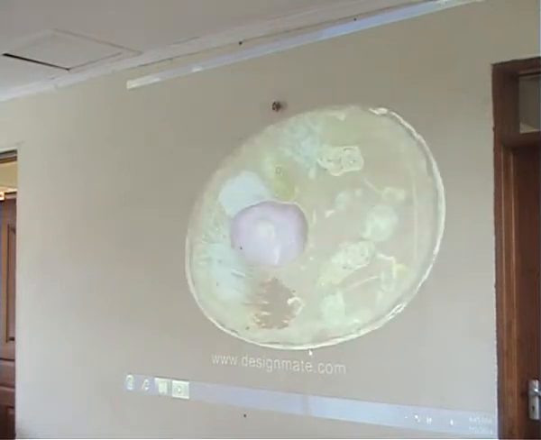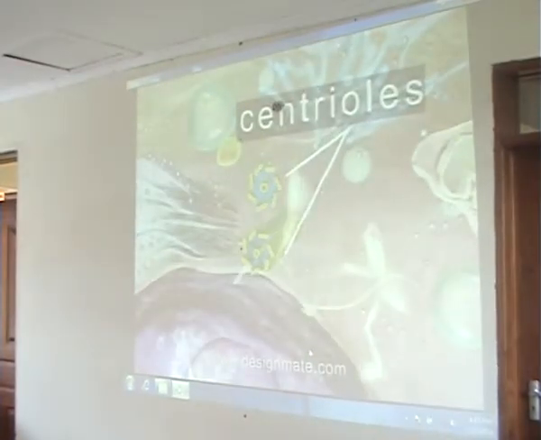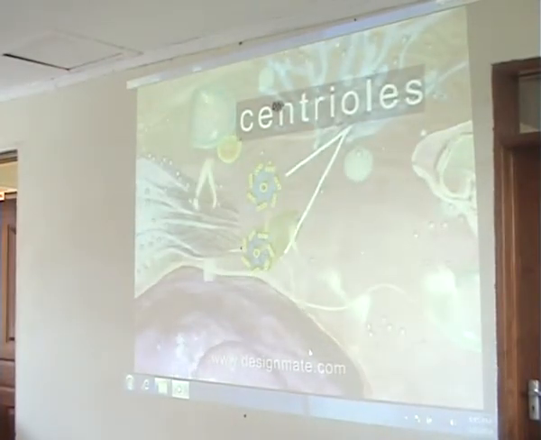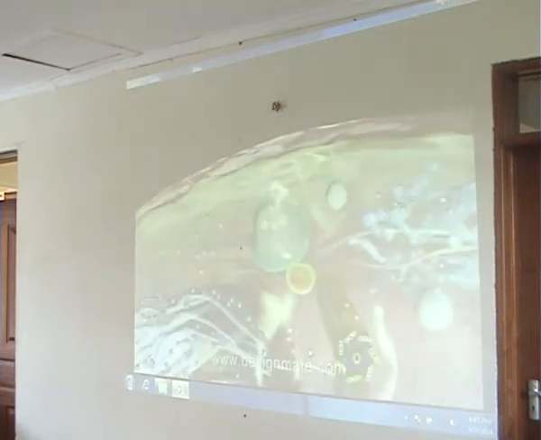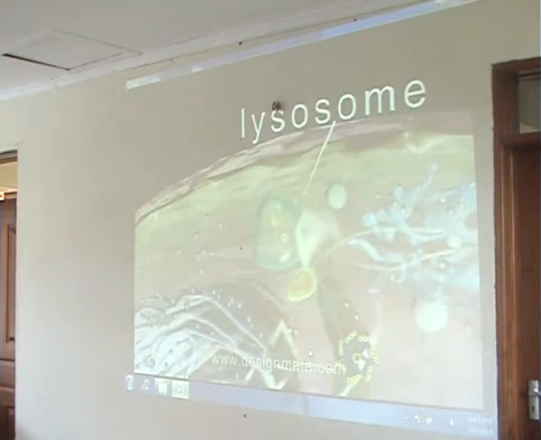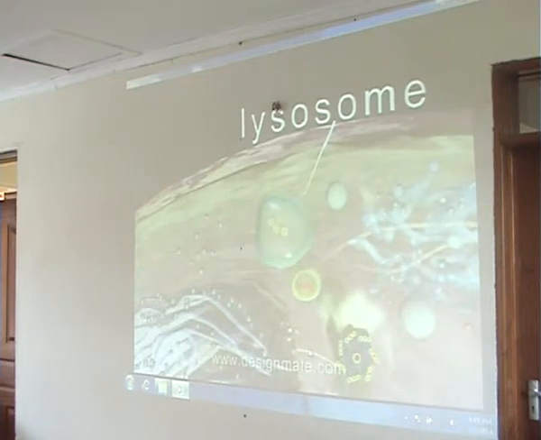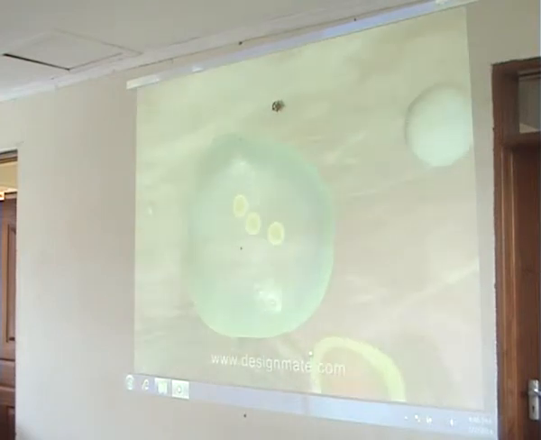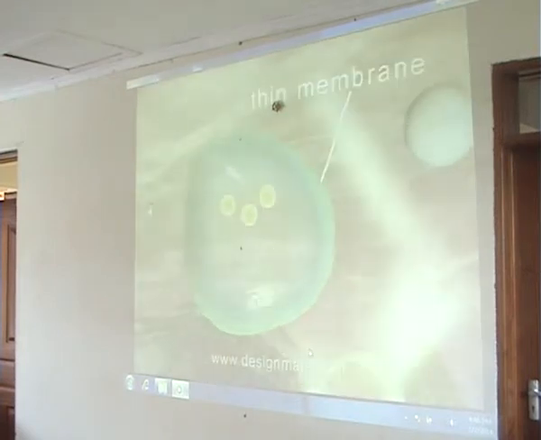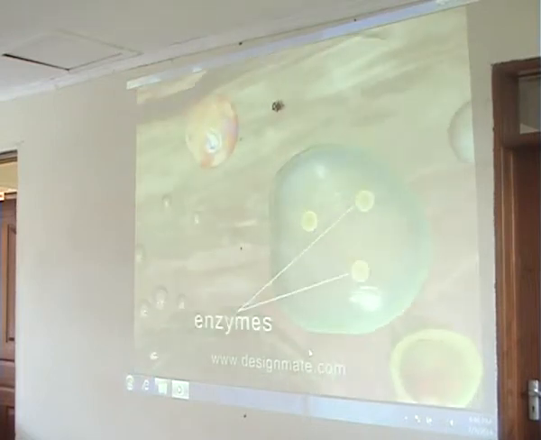The centriole is found near the nucleus in an animal cell and in a primitive plant cell. It becomes active during cell division. The lysosome, a cell organelle in the animal cell, is related with the function of digestion in the cell. Lysosome is a sac-like microstructure. It is surrounded by only one thin membrane. It contains concentrated enzymes for digestion of microorganisms and food particles.